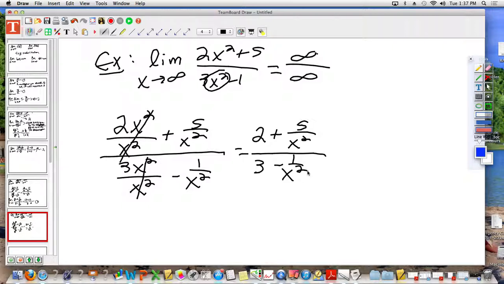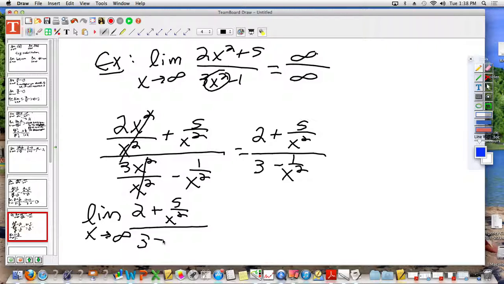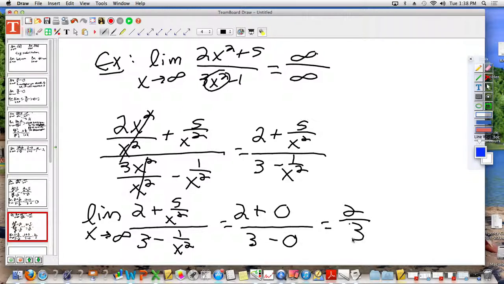So now what we need to do is find the limit as x approaches infinity of 2 plus 5 over x squared divided by 3 minus 1 over x squared. So on the top, we're going to have a 2. 2 plus what, for those of you listening? 2 plus 0. 5 over x squared is 0. And then you're going to have 3 minus 0 on the bottom, which leaves you with 2 over 3.